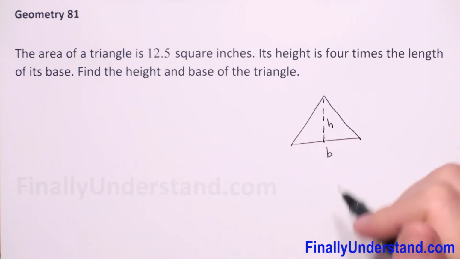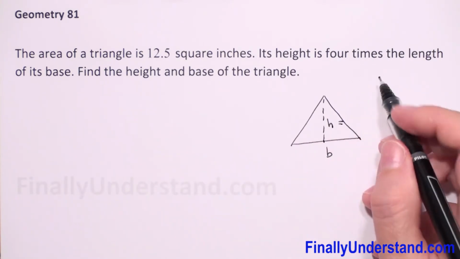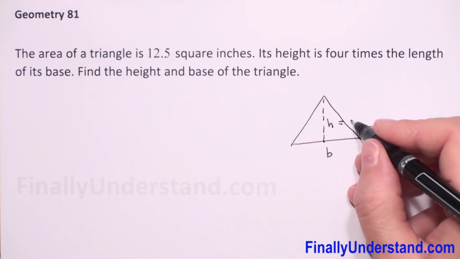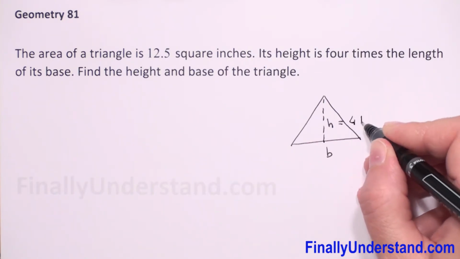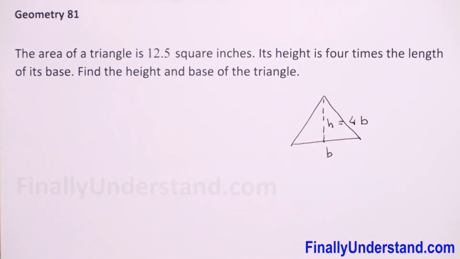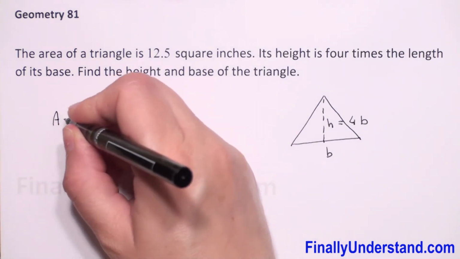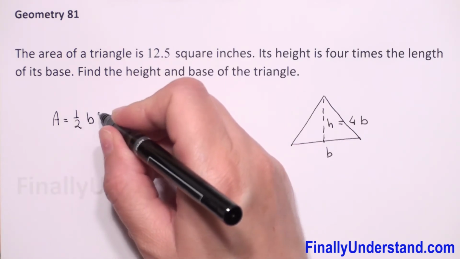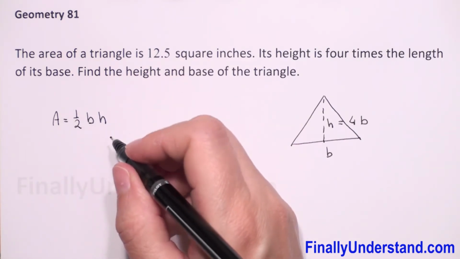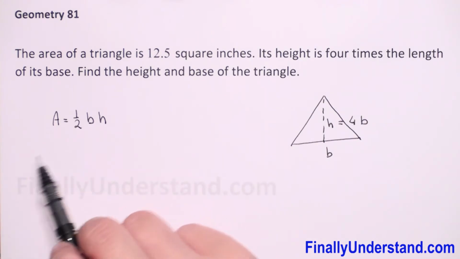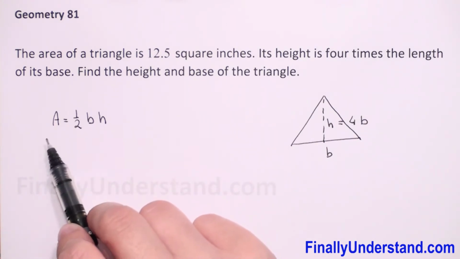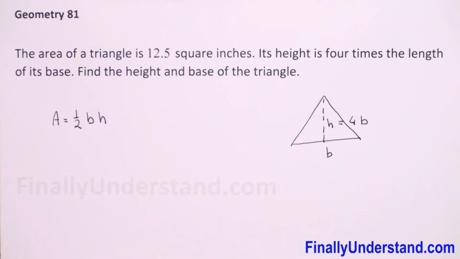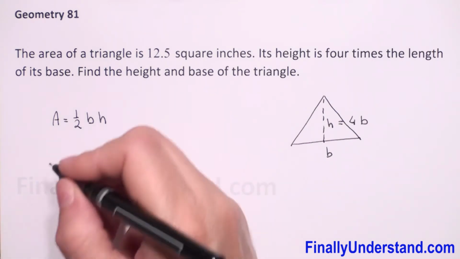And we know that the height is 4 times the length of the base. So it's 4 times b. We can write that. And we have the given area. Let me remind you, the formula for area is 1/2 times base times height. So now we can substitute the area with 12.5 square inches.